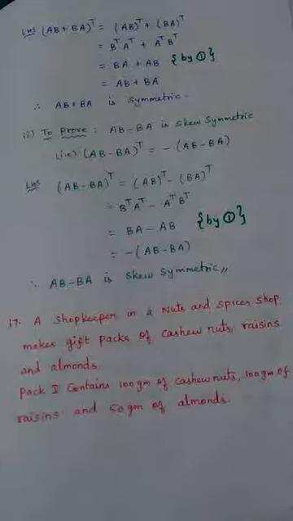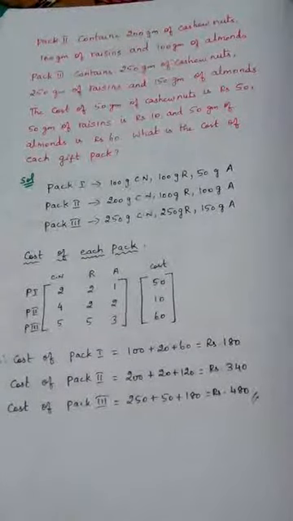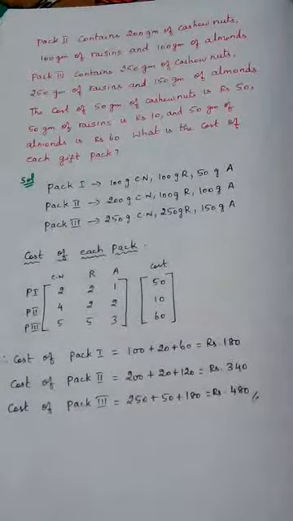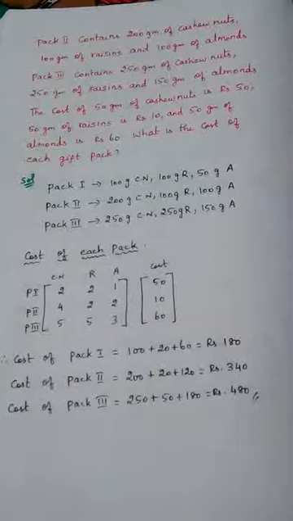Pack 1 contains 100 gram of cashew nuts, 100 gram of raisins and 50 gram of almonds. This is pack 1. Similarly, pack 2 contains 200 gram of cashew nuts, 100 gram of raisins and 100 gram of almonds. Pack 3 contains 250 gram of cashew nuts, 250 gram of raisins and 150 gram of almonds. So he is having 3 packs, pack 1, pack 2, pack 3. All are containing 3 items. What are they? First one is cashew nuts, raisins and almonds of different weights.